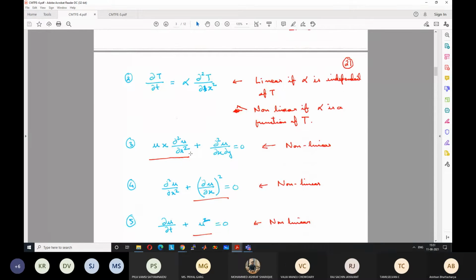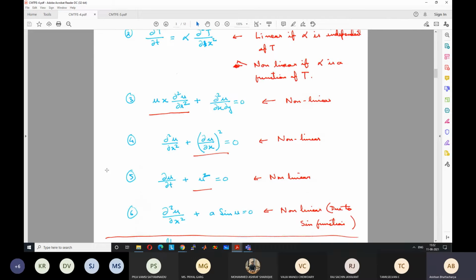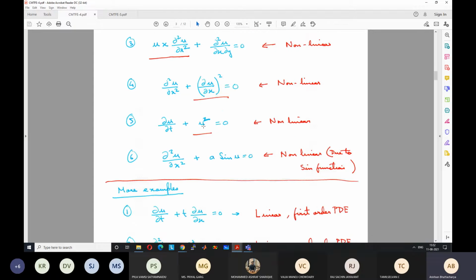Similarly, u ∂²u/∂x² plus ∂²u/∂x∂y equal to 0. This term is non-linear because the coefficient has u in it. Okay. ∂²u/∂x² plus (∂u/∂x) whole squared. The coefficient of ∂u/∂x itself is ∂u/∂x. So it is non-linear. Similarly, ∂u/∂t plus u squared equal to 0. Coefficient of u is u. So it is non-linear.